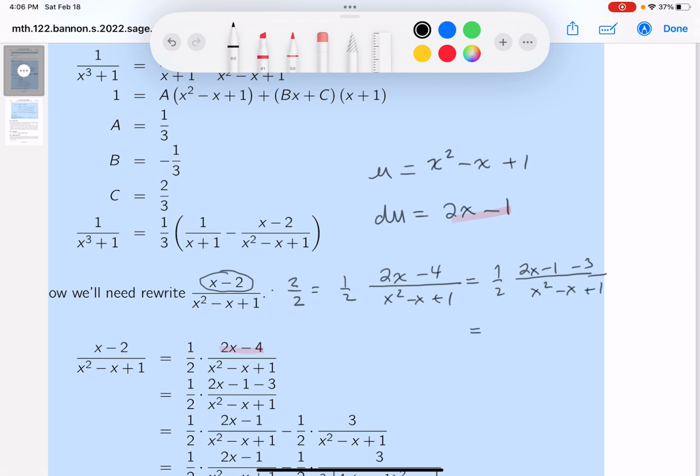And you can kind of split this into two terms now. I'll write that down for you. 1/2, 2x minus 1 over x squared minus x plus 1. And then what do you get? Let's take a look at that. You would get minus 1/2. I'm pulling the minus 1 out. 3. And then you get x squared minus x plus 1.